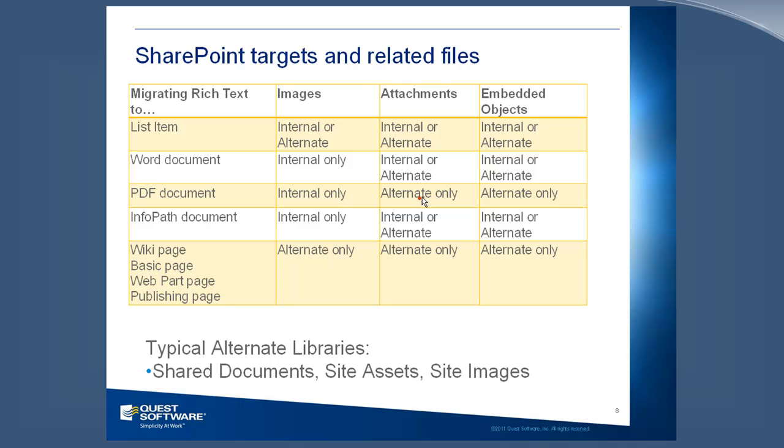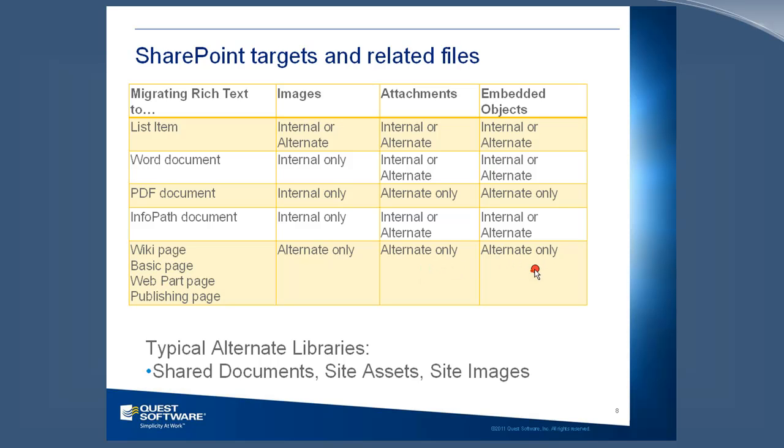In the case of PDF documents, you can't put attachments inside a PDF document. So a good thing to keep in mind as you're choosing which target to migrate a document to: PDF documents can't store the attachments. You're going to have to put them in an alternate library or an alternate location. If you're migrating to pages, nothing can be stored inside the page. A page can't even store an image, but it's very common to put rich text in a wiki page, and then it will display images out of an alternate location and have attachments in an alternate location.